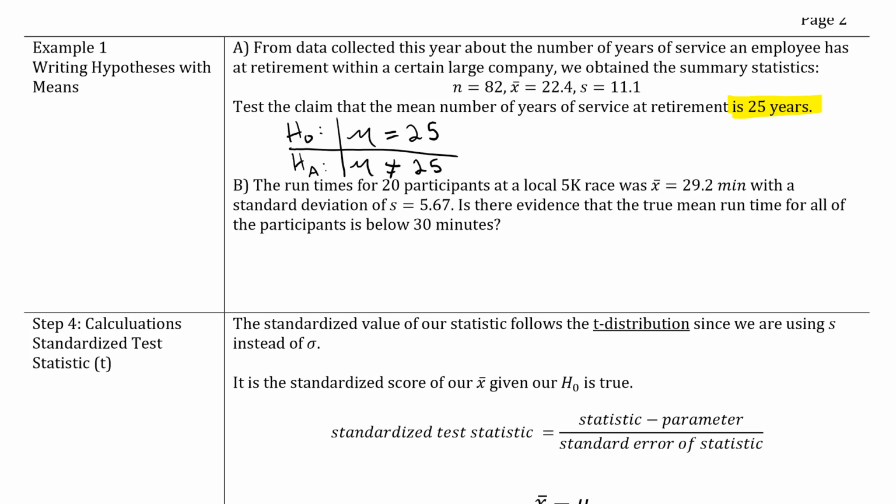So notice these numbers that are given to us are the statistics. That's not what we're assuming. That's what we actually collected. But what are we actually trying to test? Is there evidence that the true mean runtime for all the participants is below 30 minutes? So see if you can try and write your null and alternative hypotheses. And then pause this for a second to see if you can write it before you copy my answer.